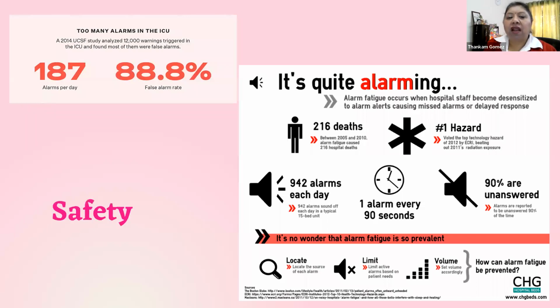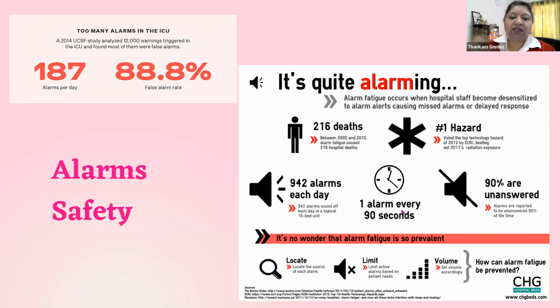Now we come to alarm safety. This is a new domain. I included this here because more and more patients are in the ICU, and this is very important to know. Too many alarms in the ICU: 187 alarms per day, 88.8% are false alarms. So what happens because of not attending to alarms? 216 deaths. One alarm every 90 seconds.